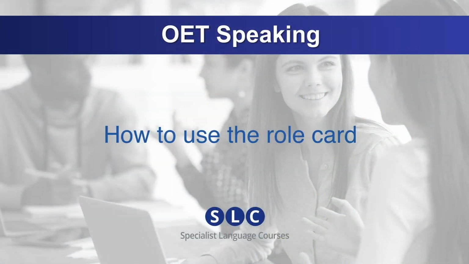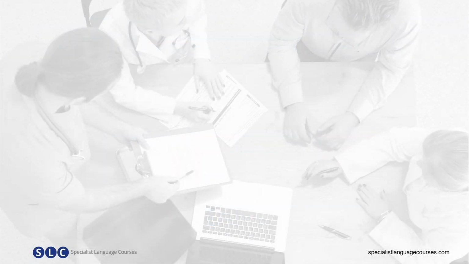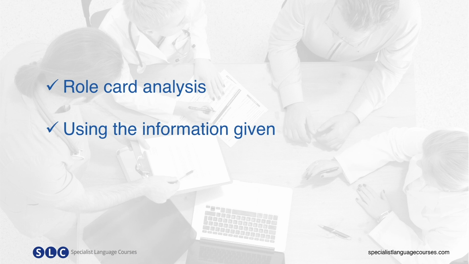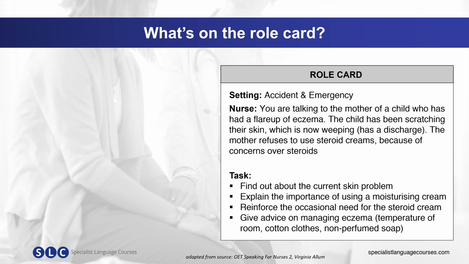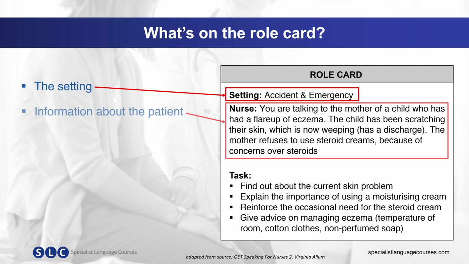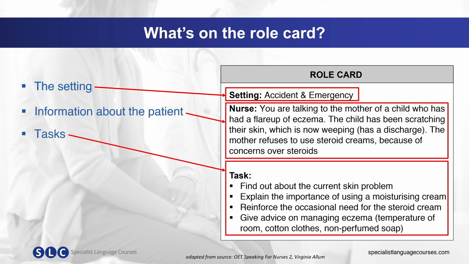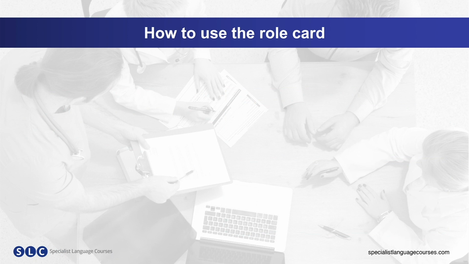So in today's video, we're going to look at OET speaking and how we can use the role card to help us. We will look at how to analyze the role card, how we can use the information provided on the role card to help us, and how we can use the preparation time effectively. So how should you use the role card? Well, in the exam, you will be given a role card which gives you important information. The role card will tell you the setting, for example, A&E, information about the patient, and tasks to complete during the role play.